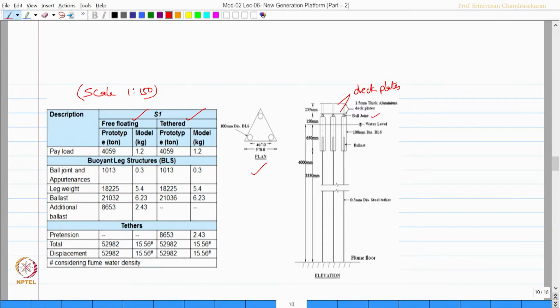Ball joints isolated the deck partially. Buoyant legs were ballasted at the bottom to maintain stability and flotation characteristics desired for a buoyant leg. They were all initially tethered with pretension similar to that of a TLP using 0.3 mm diameter steel tether in an experimental setup. So, for this the structural details in terms of pretension, displacement, ball joint and appurtenances load etc. are available on the screen now for your reference.